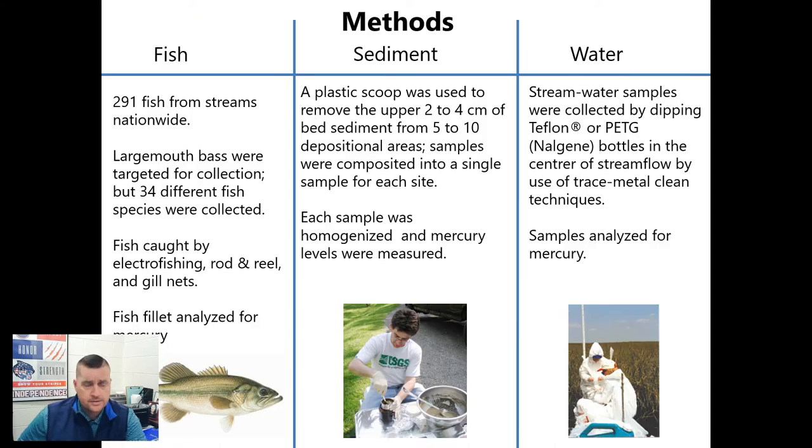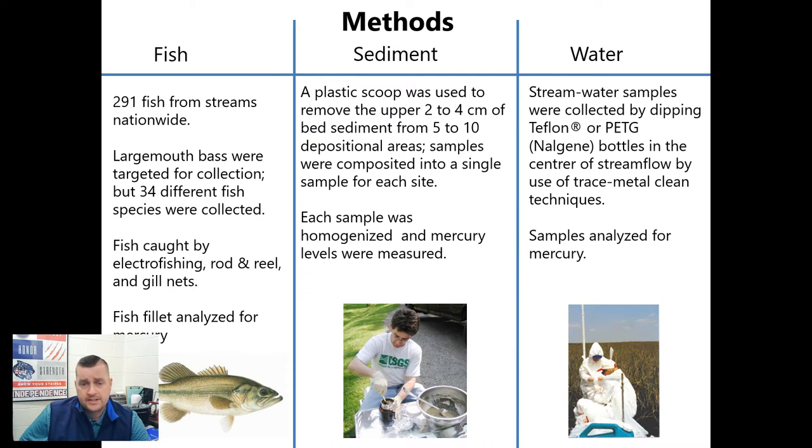So here were their methods. For the fish, they collected 291 fish from streams all over the country. They were really focusing on largemouth bass, and I think the reason is because they were second and third level consumers. They wanted to see the concentrations of mercury in their tissues, because largemouth bass eat a consumer below them, which in turn is eating perhaps another consumer below it, which in turn is eating algae at the producer level. They caught fish by a number of different methods, then filleted them, and looked at the mercury content in each one of those fillets.